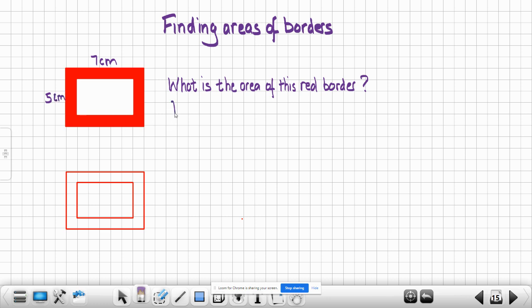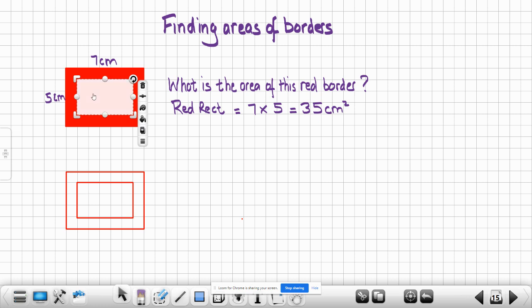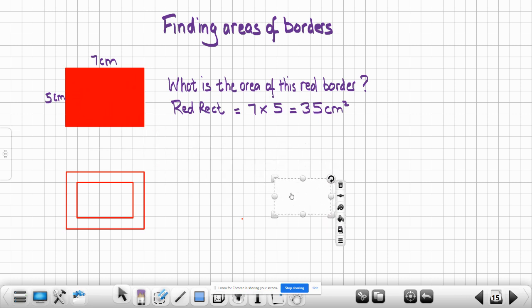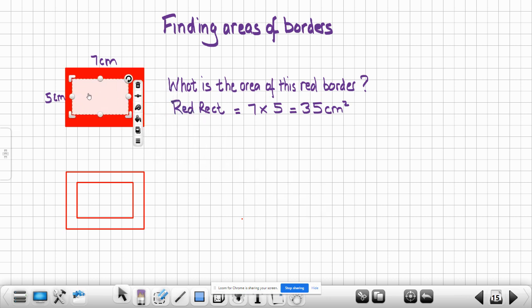So the red rectangle is 7 times 5 equals 35 square centimeters. And then what I'm going to do, if I could just grab this and move it out the way, we can see that's the area of that, 7 by 5. Let's put this back.